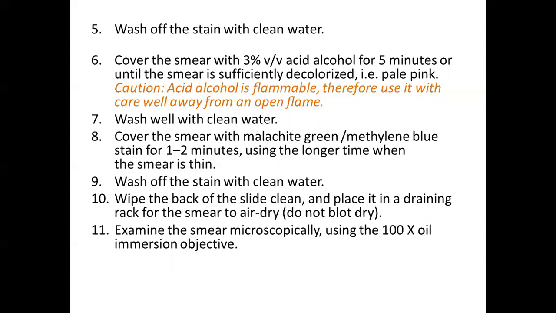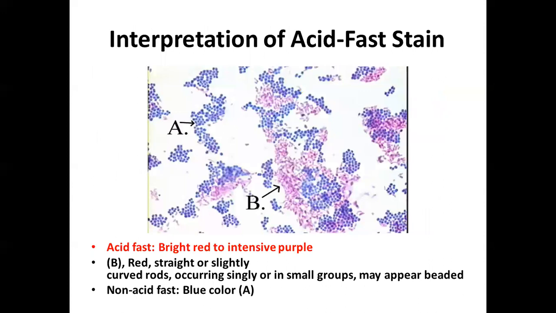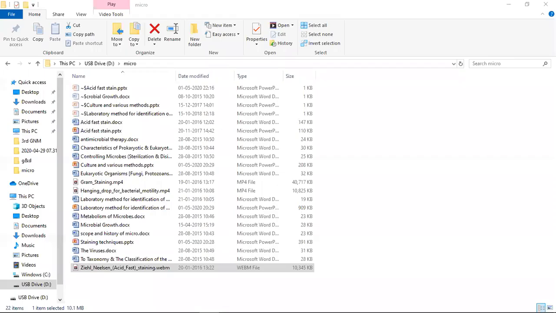Then examine the smear microscopically using the 100x oil immersion objective. By examining, you will get the interpretation of the acid fast stain. Acid fast organisms appear red: straight or slightly curved rods occurring singly or in small groups, and many appear beaded. Non-acid fast organisms are blue. Clear? These are only simple steps.